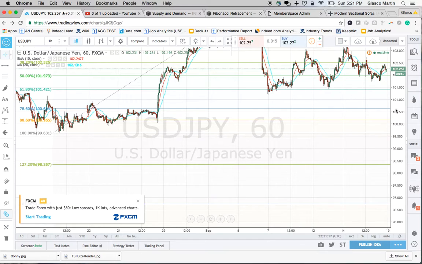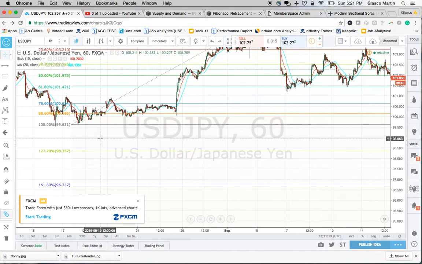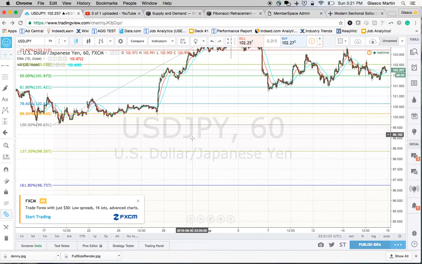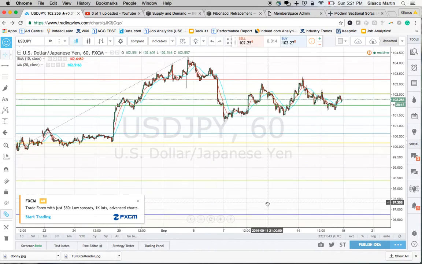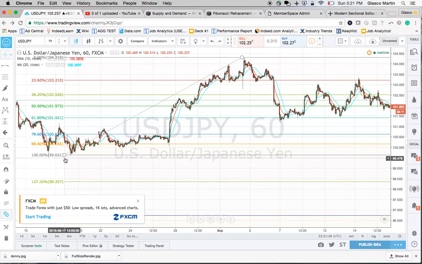The next level that you would worry about is the 127.2. That's an extension level. That would mean that it moved past the 100% right here and then went to the extension level, which is 127. So that's a key reversal point right there. As long as it respects it, it's going to do a hard reversal. And then the next one is the 161.8. That's the next reversal extension level. So those are the ones that you need to worry about on that. That's how you'll draw it on an uptrend.